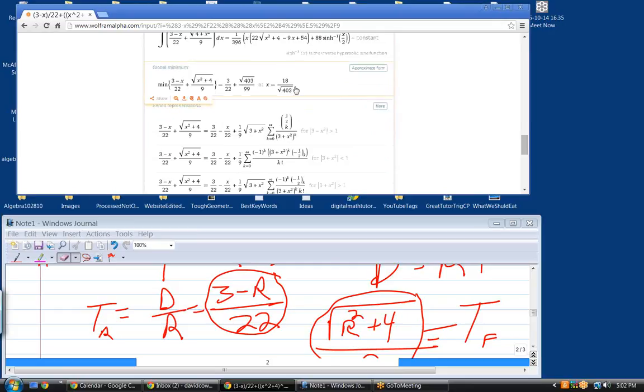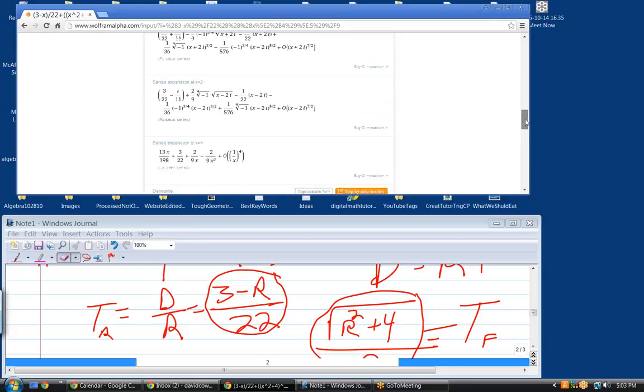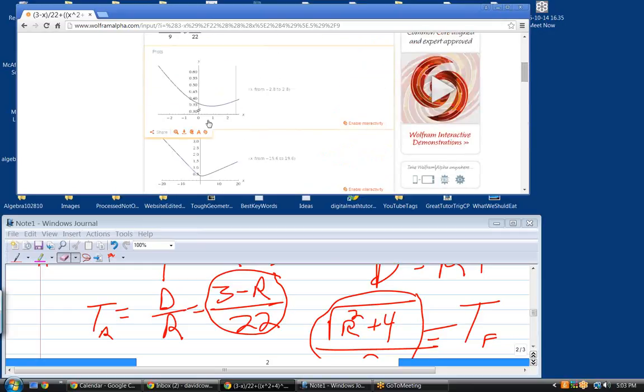It occurs at 18 over square root of 403. And what they did was they took the derivative of that and set it equal to 0. Now, how your teacher expects you to do it, I'm not sure, because I don't know how you're going to get that answer, 18 over square root of 403. That is the proper minimum. And let's see if that's close to 1. Well, square root of 403 is about 20. So it's very close to 18 over 20. So that is the right answer. It fits this graph. It's not quite 1. It's a little bit less than 1.